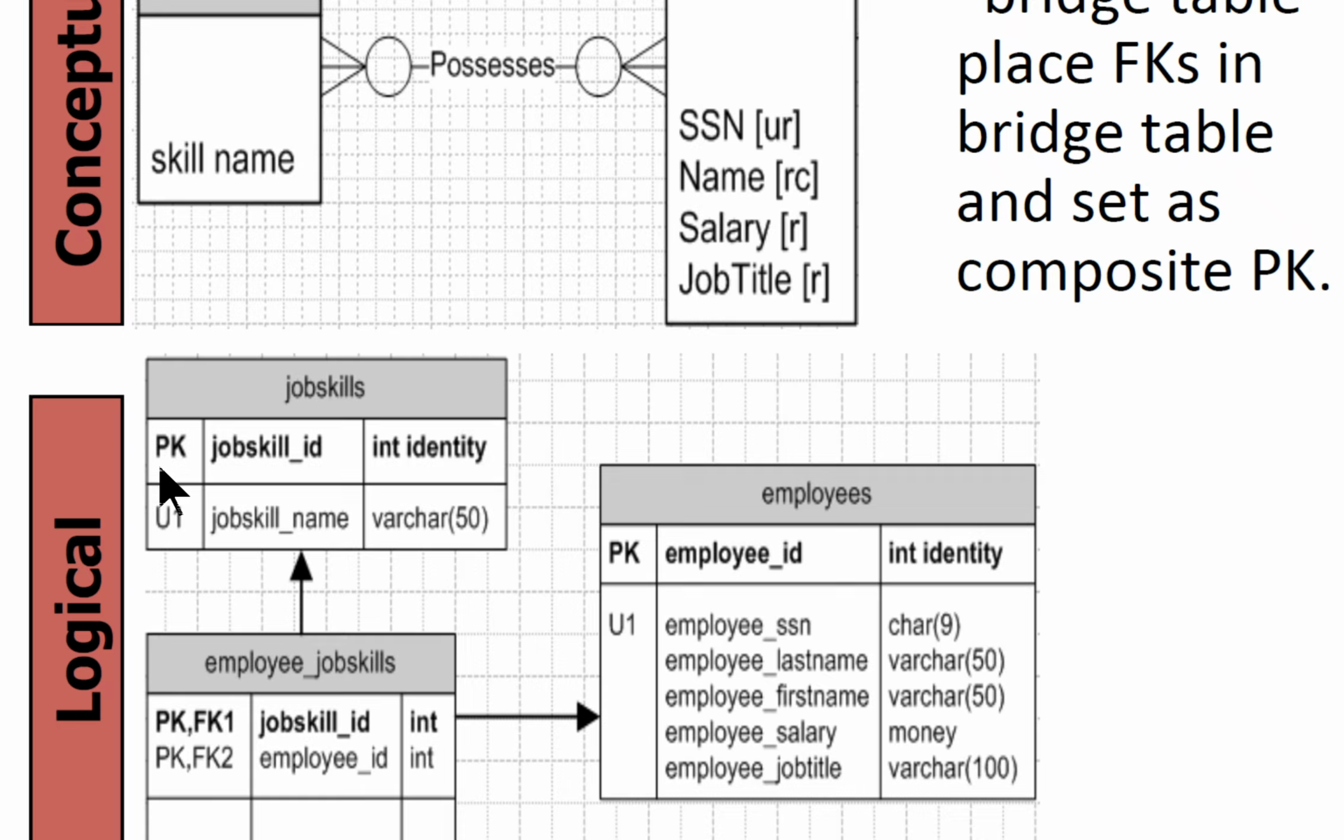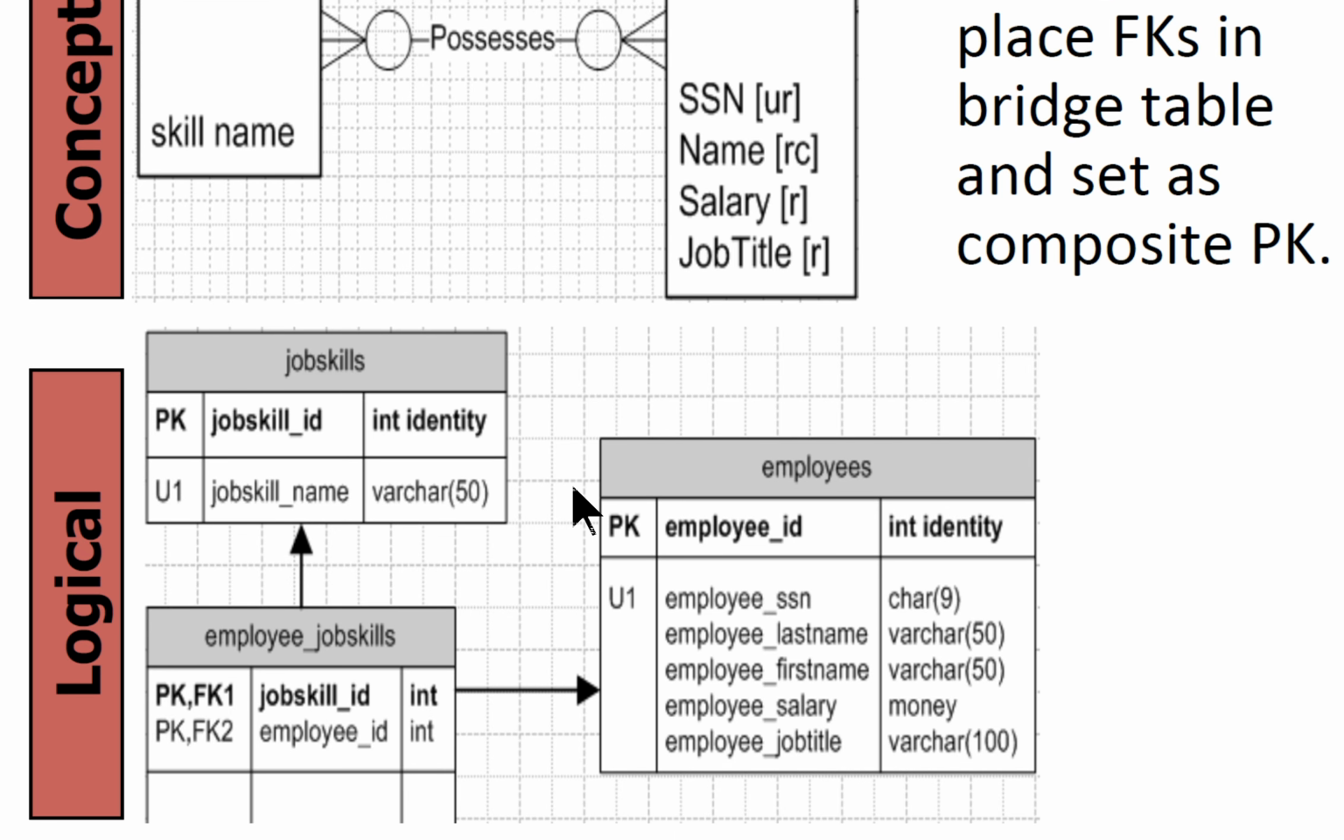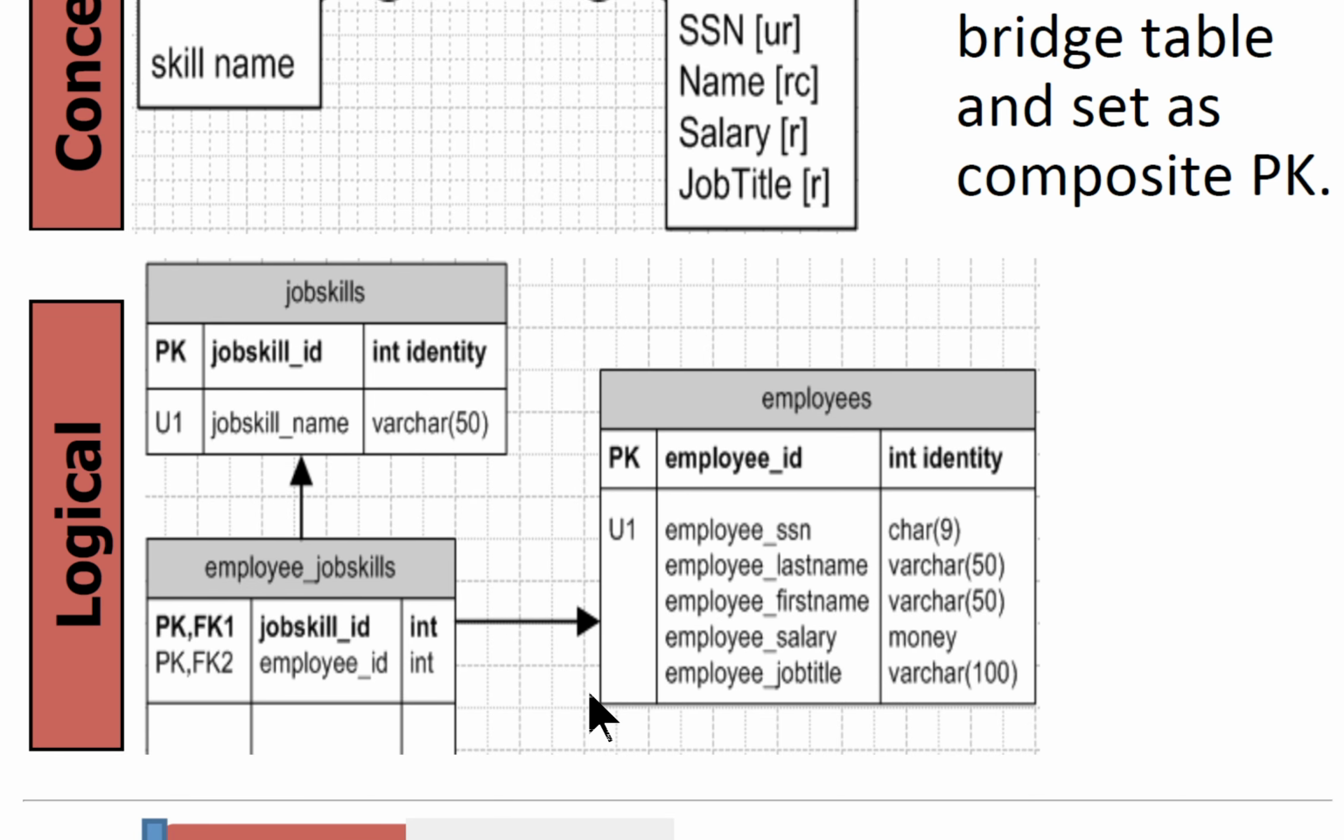Okay, so this is what they call, if you're going to go meet with a manager, this is what it's called. You're going to take your conceptual diagram that you've built: employees, they possess, skill names. And then down here, due to normalization features, you see, okay, I have my employees, I got last name, first name, salary, and then I see I have a job skill table, and then I have my employee job skill table.